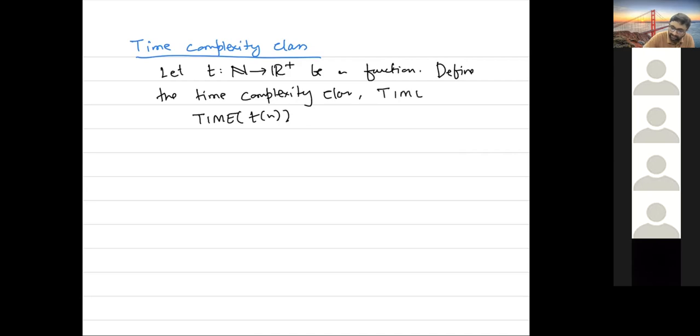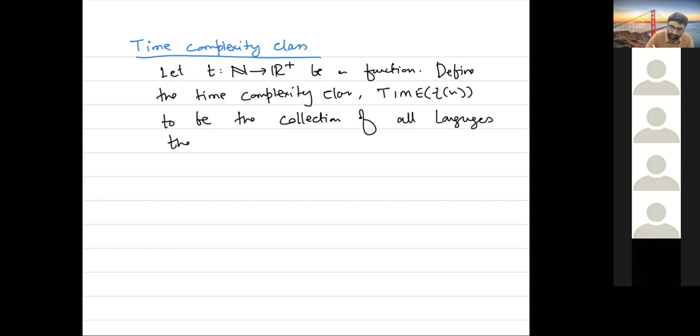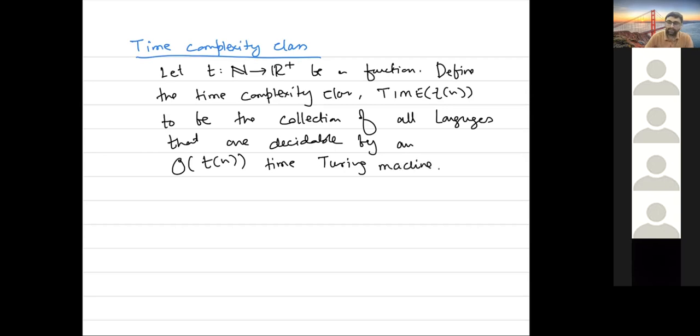So let's call it TIME. Let TIME of T of n be a collection of all languages that are decidable by an O of T of n time Turing machine. Okay, is this definition clear? Does this make any sense?